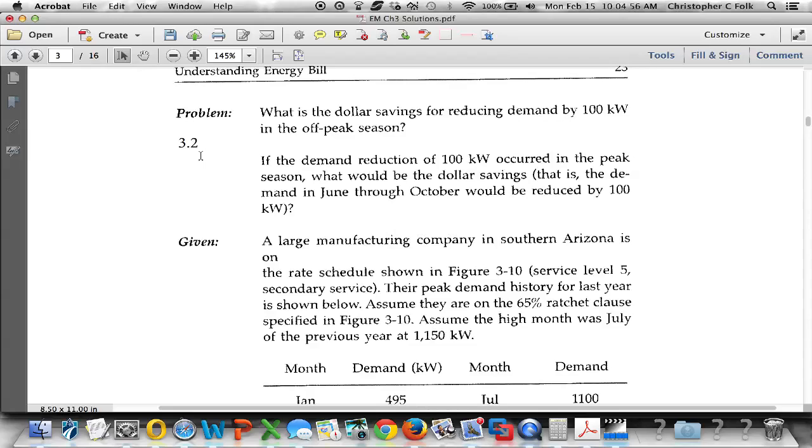All right, so that's the first question. What is it in the off-peak season? But there's a second question built in. And the second question is, what happens if we then cause the 100 kilowatt demand reduction to occur during the peak periods as well? So a lot of calculations there.